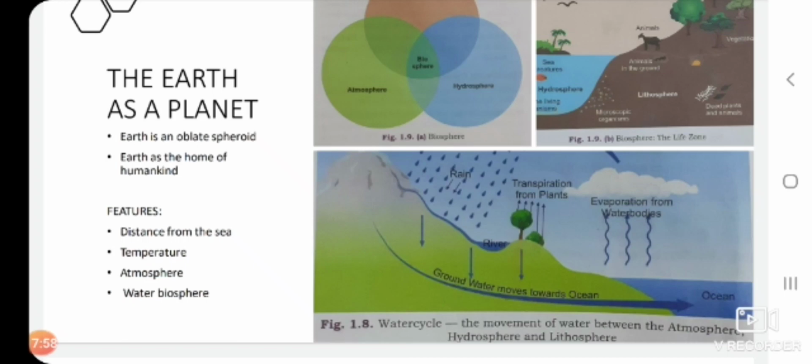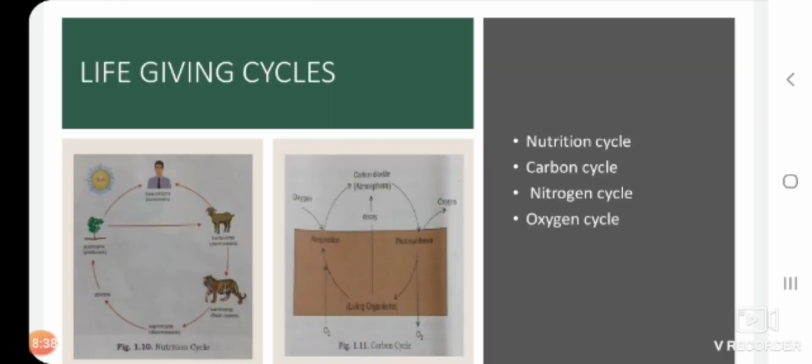Let's talk about the cycles one by one. The first important life-giving cycle is the nutrition cycle. Children, the nutrition cycle represents a relationship between living and non-living things in our environment, which shows the interdependence of all living things on the earth. It operates through the food chain and other processes like photosynthesis, transpiration, respiration, etc. The living things are divided into producers, consumers and decomposers.